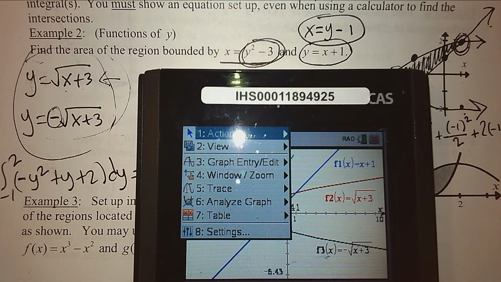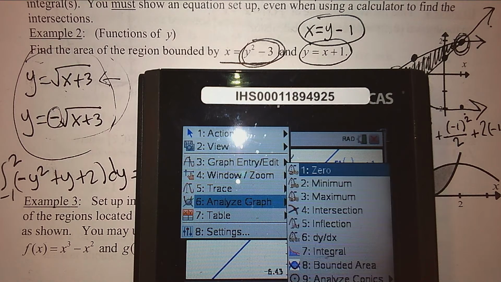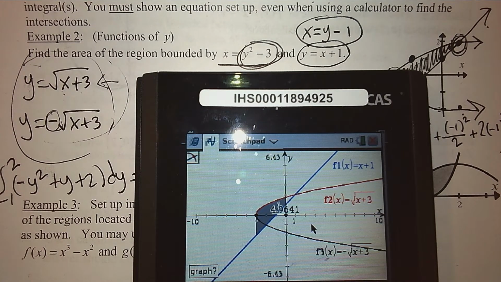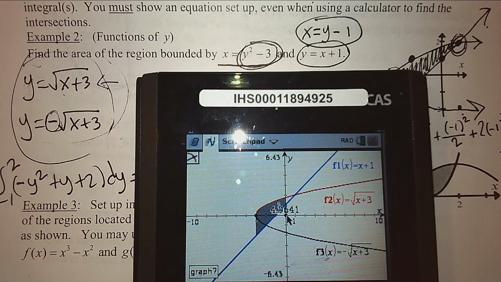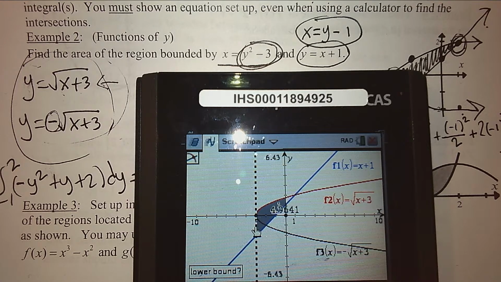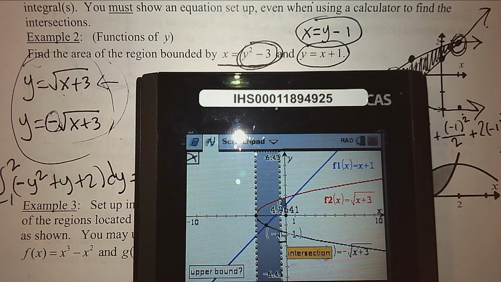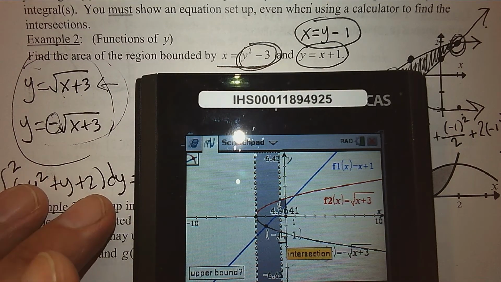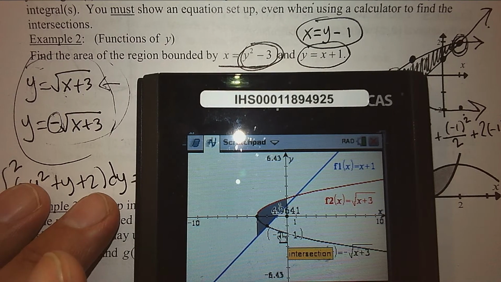So if I went to Menu and Analyze, you can see intersection is 4. So then it says which is which graph. So if I want this graph, in the second graph I highlight over it and press it, and then I say, okay, what are the bounds? So the left, enter, and I move it to the right of where it intersects, enter. See that point in the middle? It's going to find that point of intersection, and notice it gives me the point.